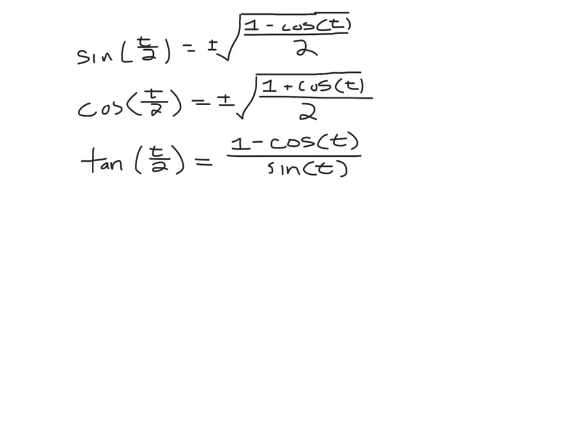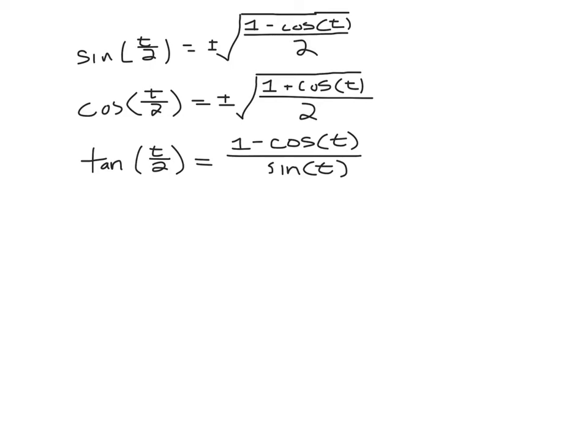So we're assuming we would know what quadrant t was in, and therefore we could easily figure out what quadrant t over 2 would have to be in. And then we would know whether or not sine of half of the angle were positive or negative. So it takes a little more thinking.